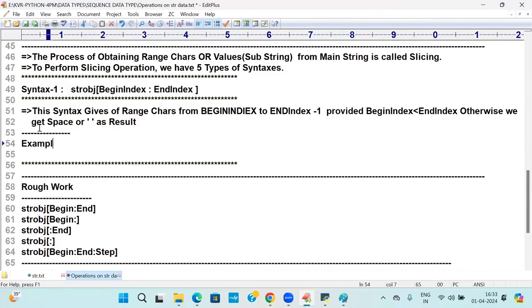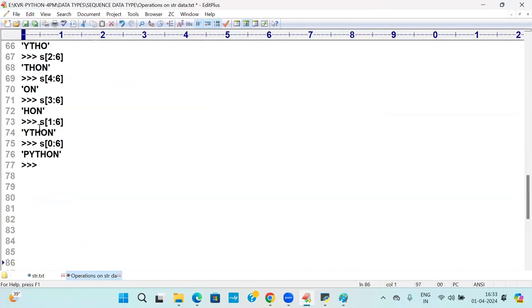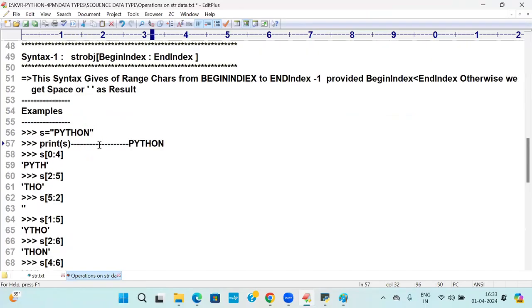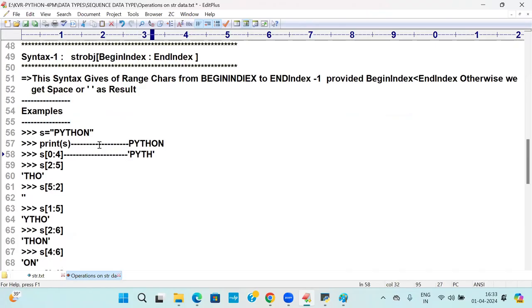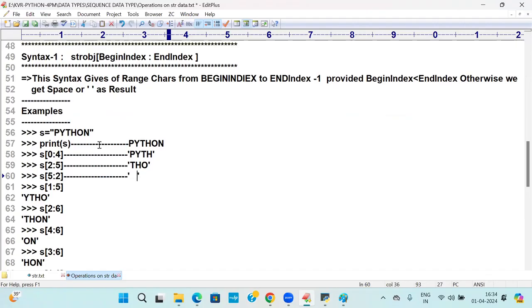Online students, please respond. Is my concept clear? Okay, good. Absolutely clear. Nice, students. See, this is called what? Space. This is called space. Because why space? 5 less than 2 is false. Condition is very, very important.